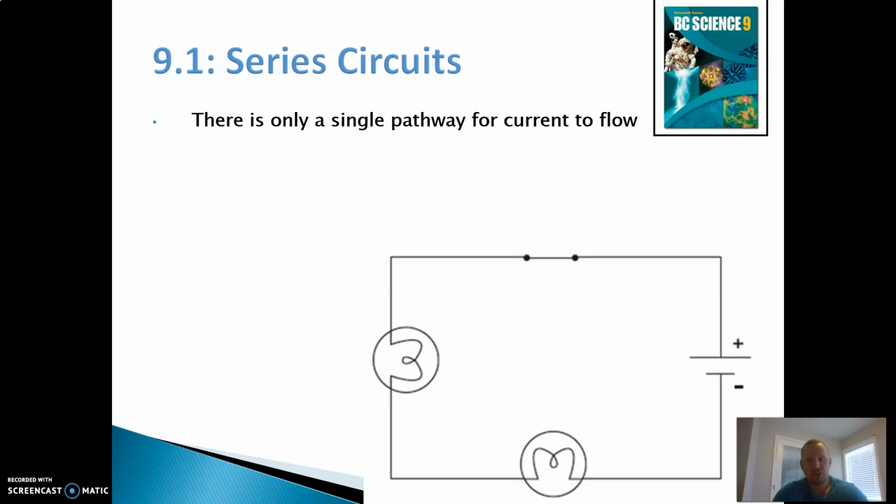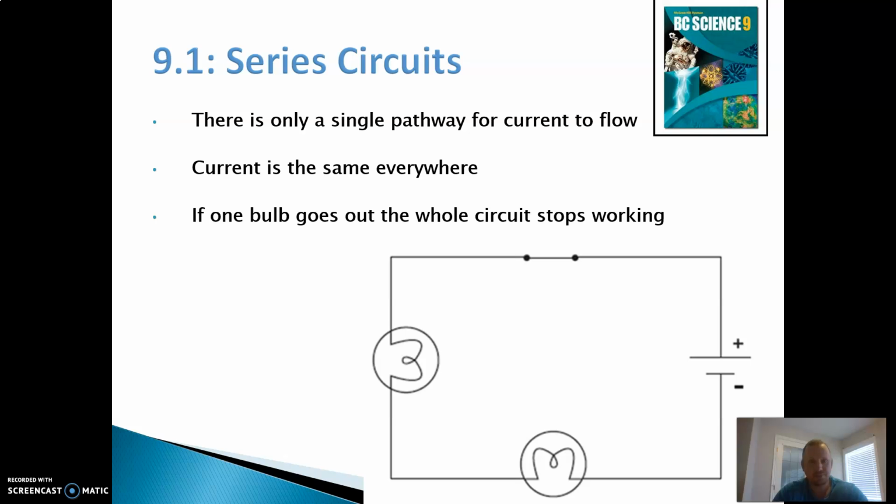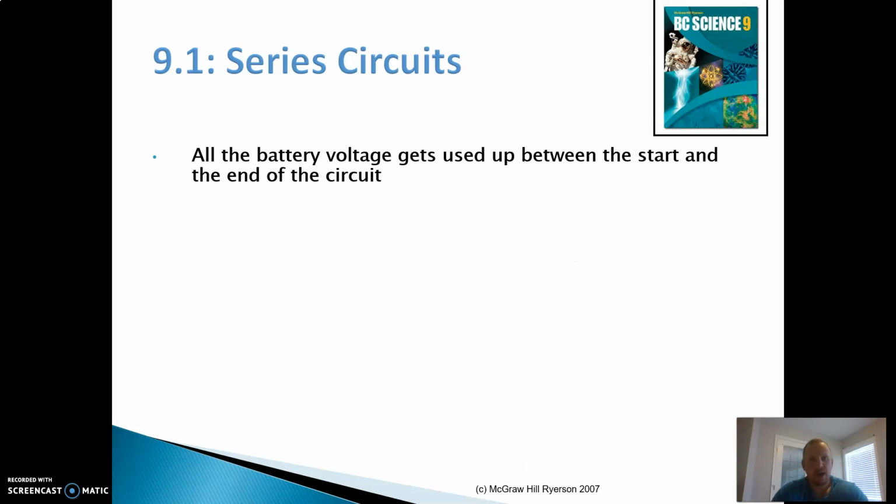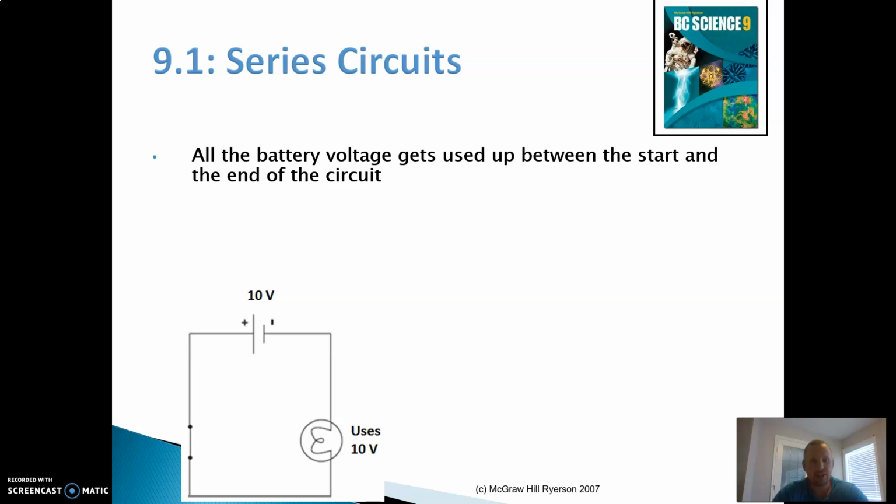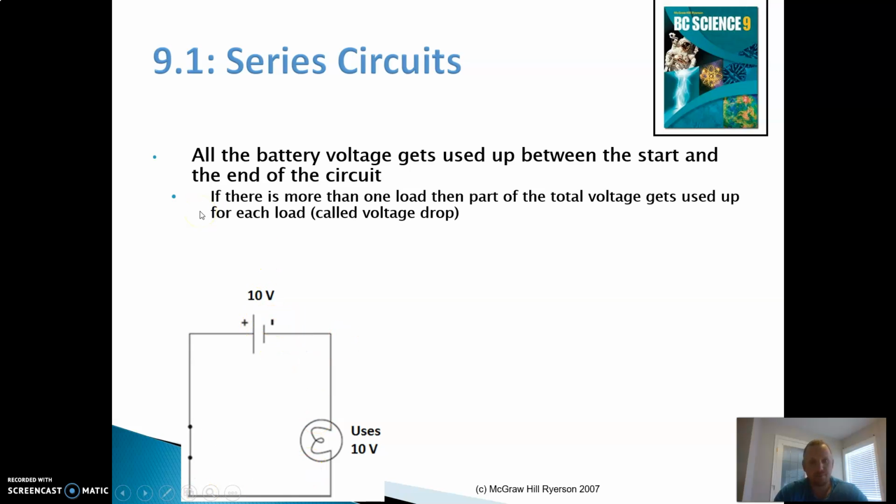So just a little more information on both of these. Series circuits, there's only a single pathway for the current to flow. The current is the same everywhere in the series circuit. And like I just mentioned, if one bulb goes out, then the whole thing stops working. All the voltage gets used up from the battery between the start of the circuit and the end of the circuit. So if there's only one light bulb in this series circuit, then it'll use all 10 volts of the battery. If there's more than one light bulb, then they have to share those 10 volts.